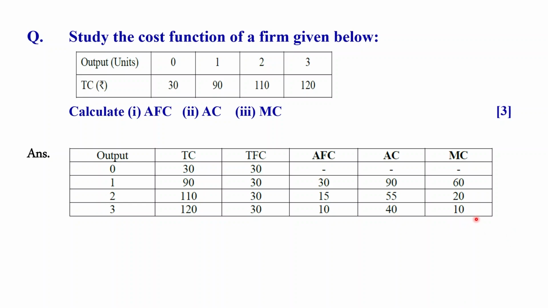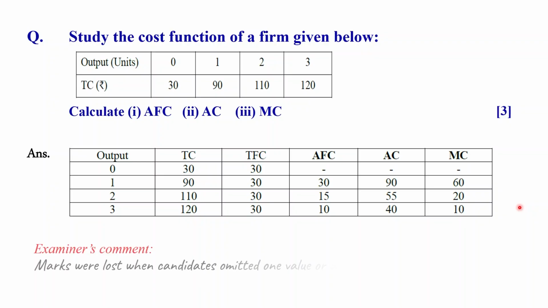Then we go to MC. MC is the marginal cost, which means change in total cost due to an additional unit of output. Here we will just calculate MC as difference in TC between successive output levels. Again, it is also not calculated at 0 output.